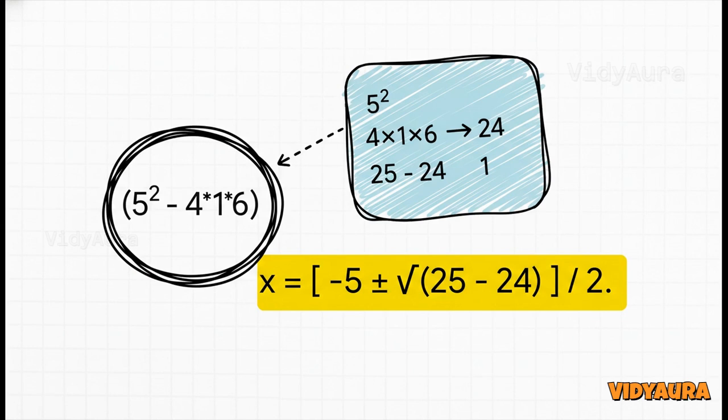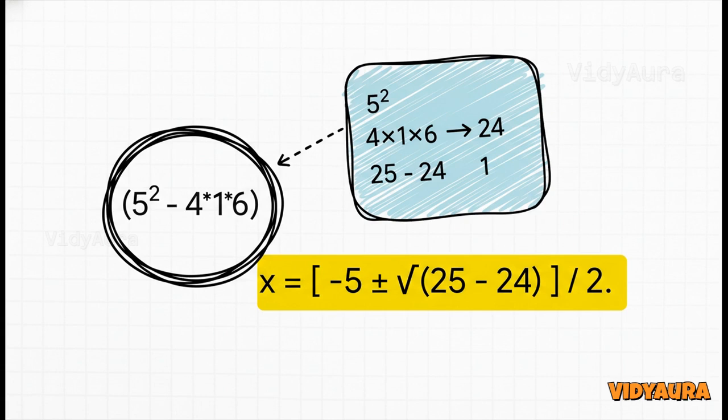Okay, next up, let's clean up what's happening inside that square root. That part, by the way, the b squared minus 4ac, it actually has a special name. It's called the discriminant. So here, we get 5 squared, which is 25, minus 4 times 1 times 6, which is 24. So 25 minus 24 is just 1. We're left with the square root of 1.